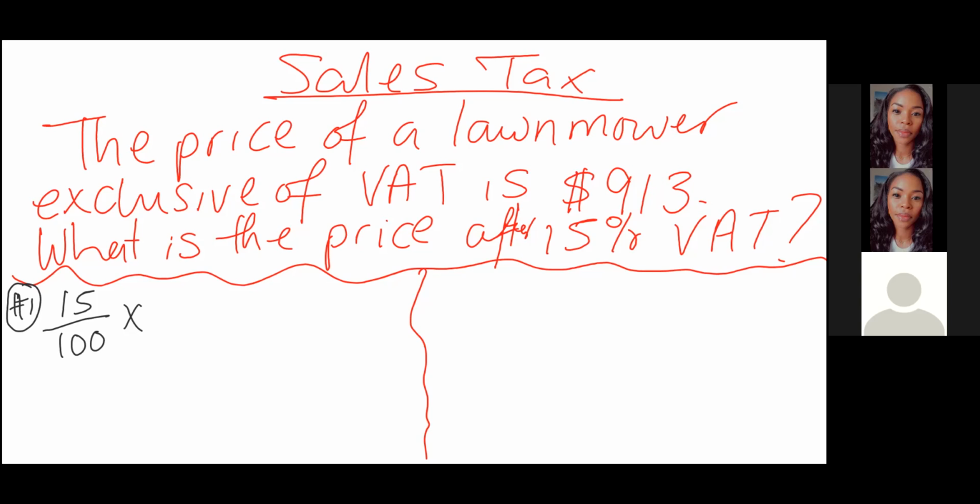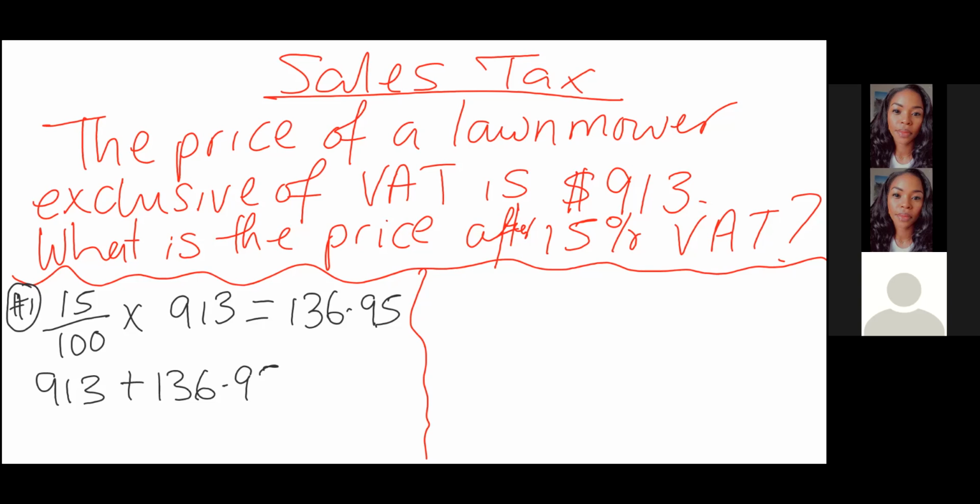So you can now say 15% by 913 is equal to 0.15 by 913, which is 136.95. And that's the VAT. So we add the VAT to the price. So it's going to be 913 plus 136.95. And our price, including the VAT, will be 1049.95. Now let's try method 2.